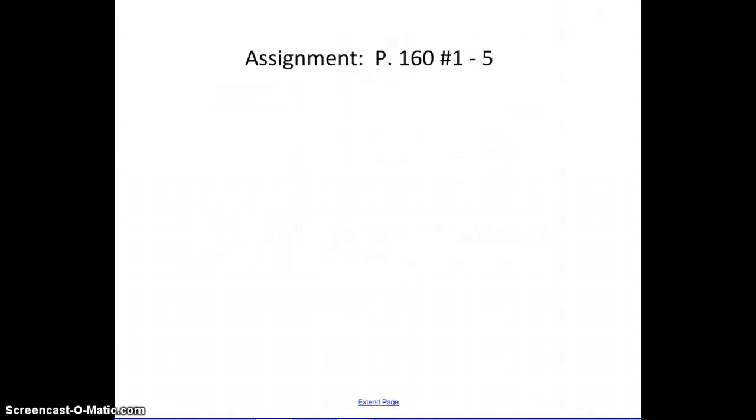Then you have an assignment to complete, page 160, number 1 to 5, and if you still have some homework problems from yesterday, finish those up also.